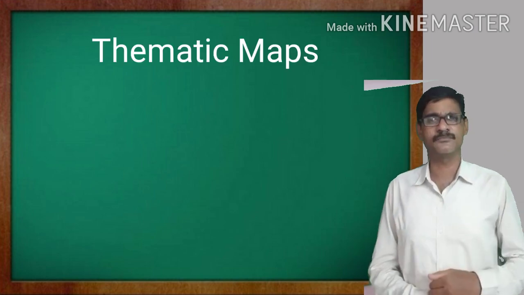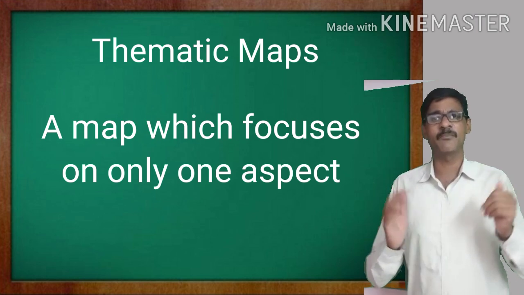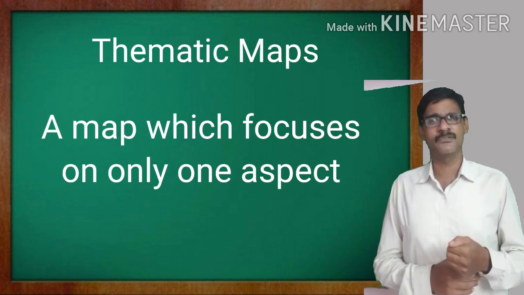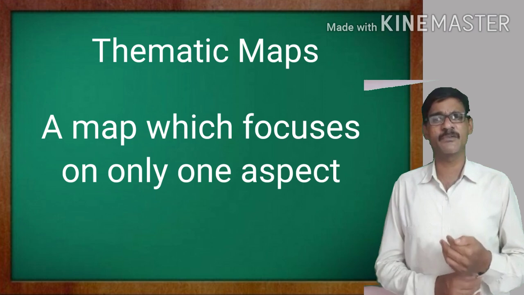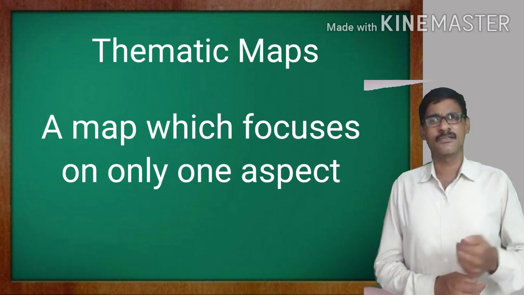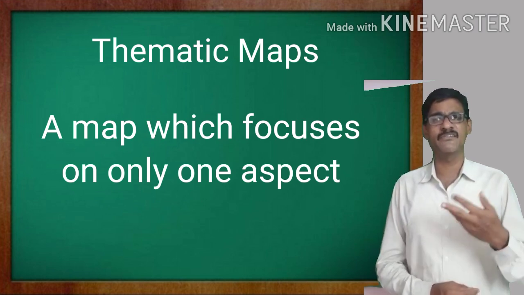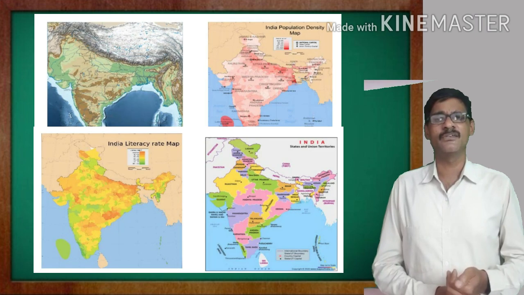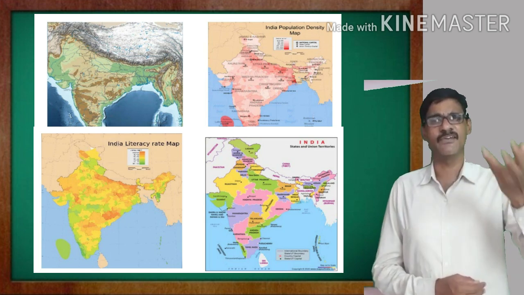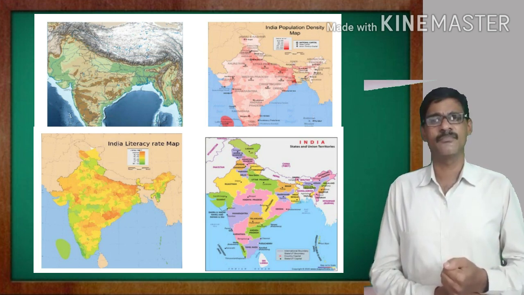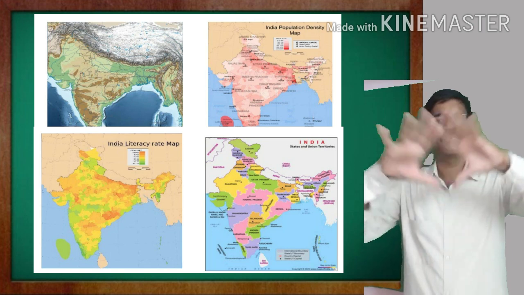Thematic maps. What are thematic maps? Already we have learned different types of maps: political maps, physical maps, historical maps. The political maps give information about states, countries, districts, mandals, villages. The physical map gives different types of landforms, like plains, plateaus, mountains, hills, valleys, and other things. And the historical map gives information about the kingdoms and their ruling areas.